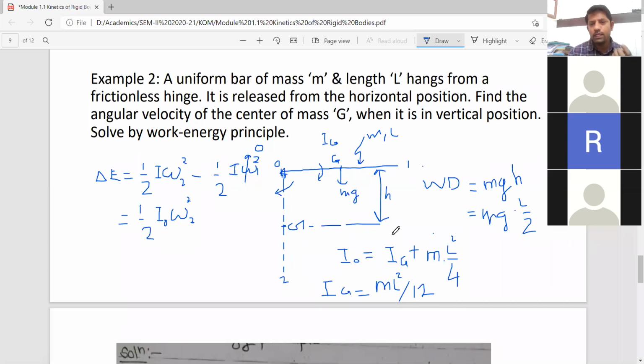Now use these equations and tell me what is unknown. We have to find out omega 2, the angular velocity of the center of mass when it is in the vertical position. You equate delta E and work done, put the values and find out what omega comes to. It may come in terms of L or M, because these values are not given to us, so you may not get a number, but you may get it in terms of some other parameter of the bar.